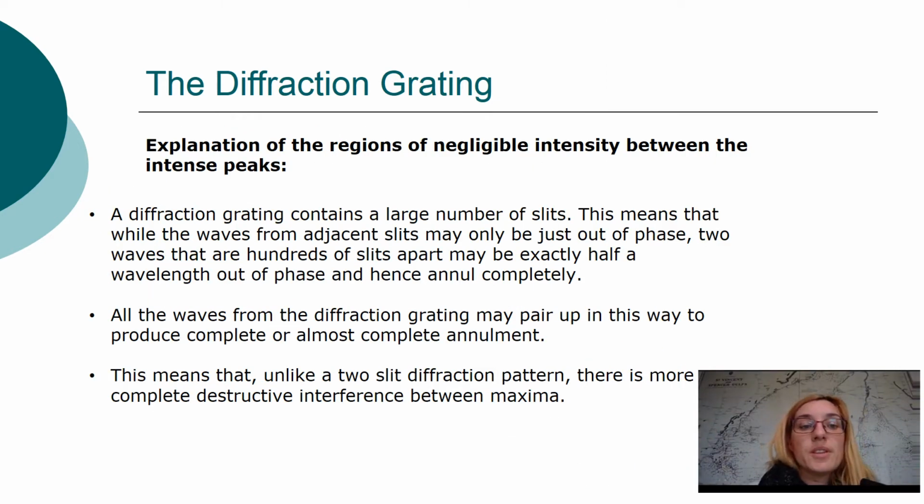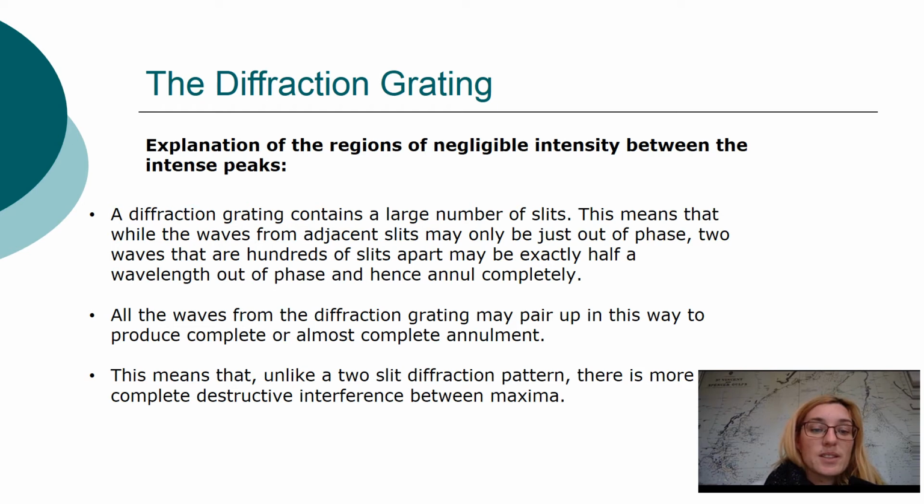Okay, so we know that a diffraction grating interference pattern is slightly different to that of the Young's double slit experiment, in that there'll be a center, and next to that there'll be one that's a little bit less bright but a bit further away, and so on and so forth. So they'll get more faded or less intense and further away from each other as we get further away from the middle. And one of the things we're asked to do is explain the regions of negligible intensity between the intense peaks. So why are there areas of annulment in between these orders of maxima?